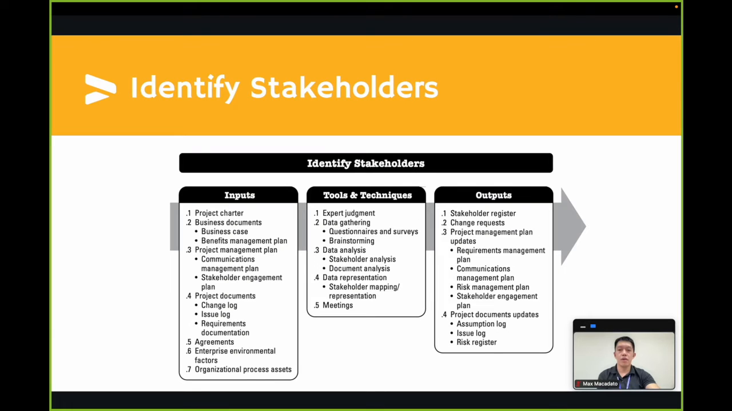In the PMBOK Guide, the Identify Stakeholders process has the following inputs. First is the project charter. The project charter identifies the key stakeholder list. It may also contain information about the responsibilities of the stakeholders.